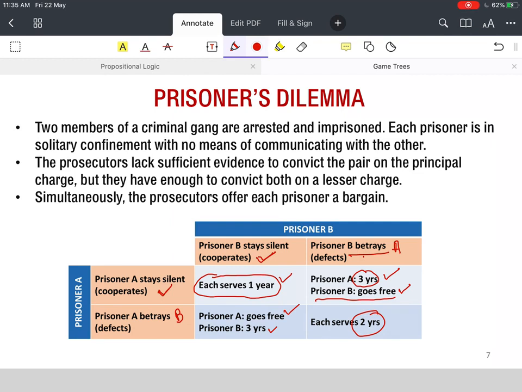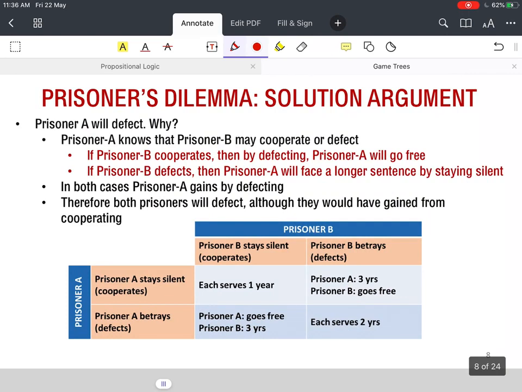Now we see and try to determine how they will play. Looking at it upfront, it appears that this is the best option for both of them. But will they play this option? Let us see and analyze it further. Let us look at it from prisoner A's point of view.